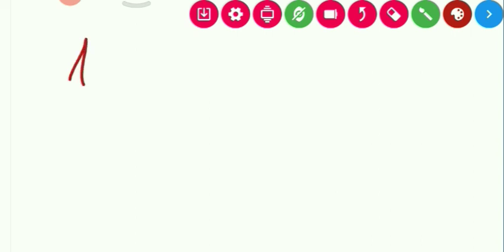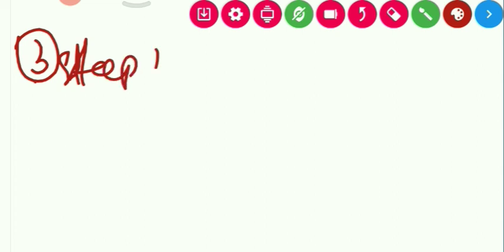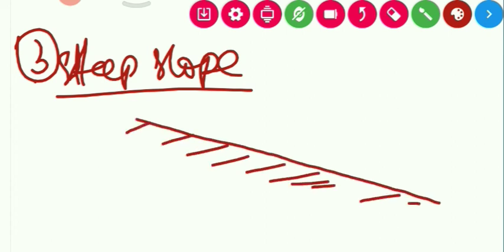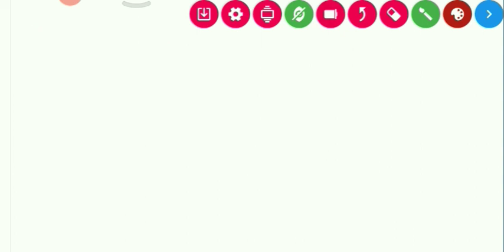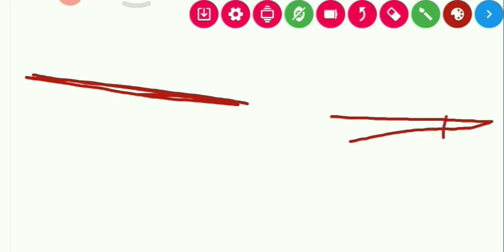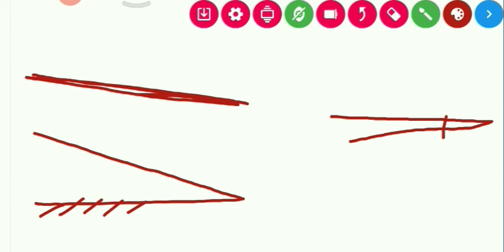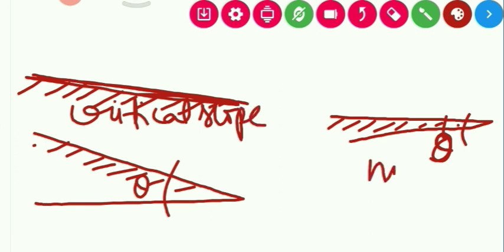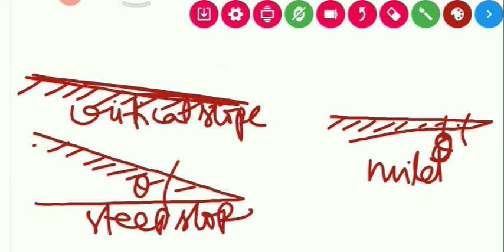What is a steep slope? The third one is the steep slope. Steep slope is when the channel bottom slope changes drastically. If this is the critical slope, and this is the mild slope in which the bottom angle is very small, then this is the steep slope. Here this is the channel bottom. We can see that this angle is very small, so it is a mild slope. This angle is very large, so the flow here will take place with the normal depth below the critical depth. This is the critical slope, this is the mild slope, and this is the steep slope.